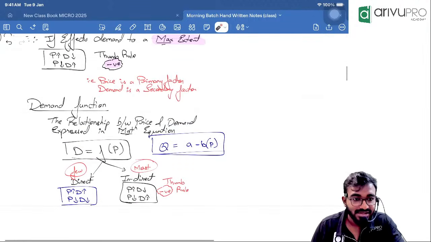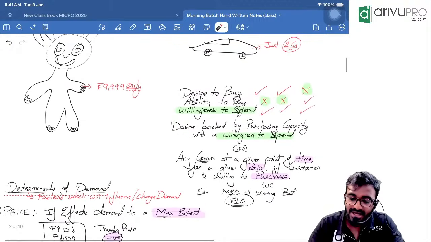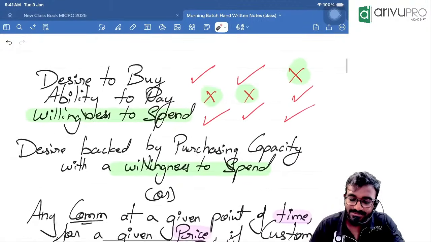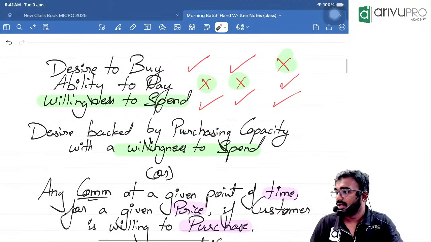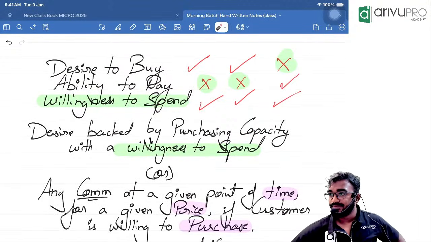Still more pointers are there. At the moment, first copy this. Give a heading: Demand. Chapter 2, Unit 1. Demand.